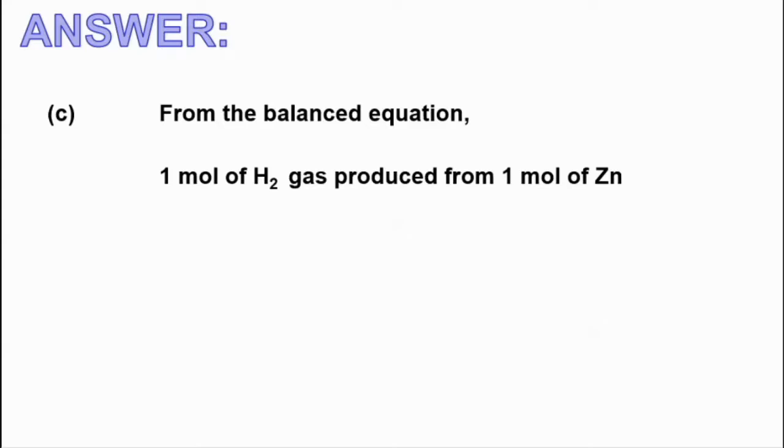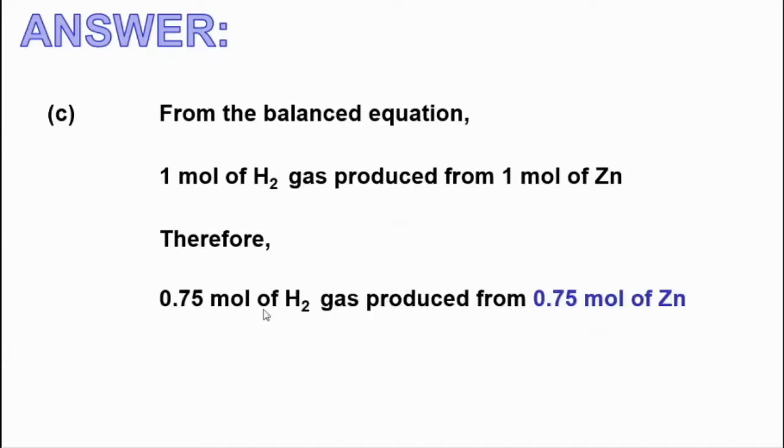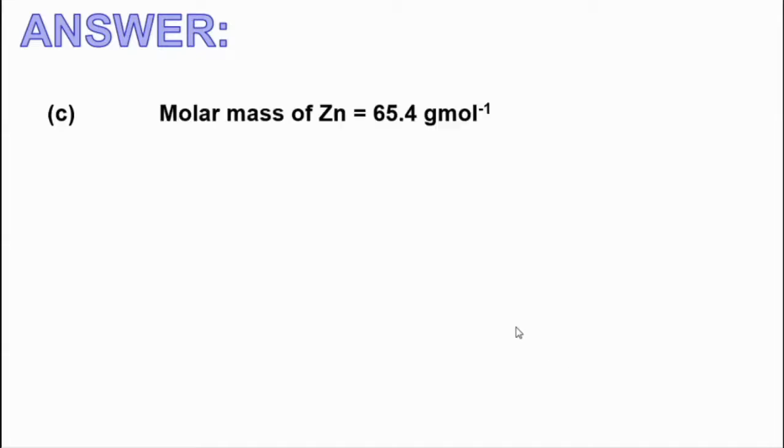However, in this reaction, the moles of hydrogen gas produced was 0.75 mole. So if the reaction produces 0.75 moles of hydrogen gas, it means that this 0.75 moles of hydrogen gas was produced from 0.75 mole of zinc. Why? Because the ratio is 1 to 1. So we have an equal number of moles, which is 0.75.